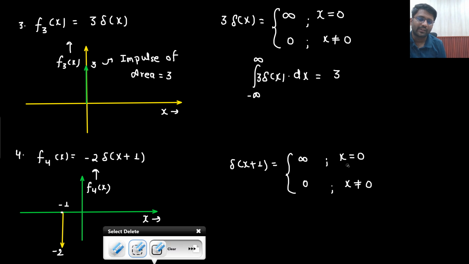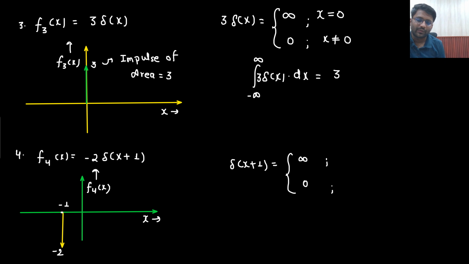Right? So, in place of x, we are putting x plus 1. That is, x plus 1 equals 0 and x plus 1 not equal to 0. So, what will you be getting? x equals minus 1, and x not equal to minus 1. When x is minus 1, you are getting infinite amplitude, not area. And when x is not equal to minus 1, then you are getting 0.